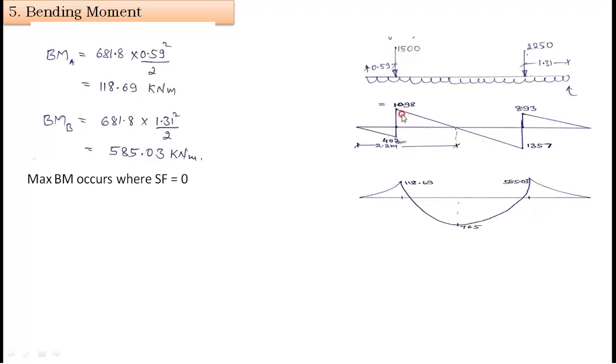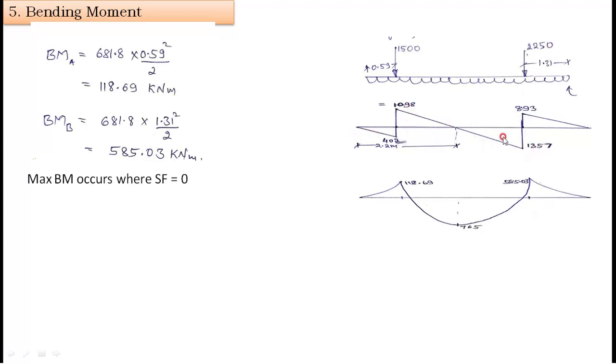Then 1500 minus 402, you will get 1098. Then for the shear force at this point, you will see at the right side the vertical force is 681.8 into 1.31, that you will get as 893. Then 12250 minus 893, you will get 1357.